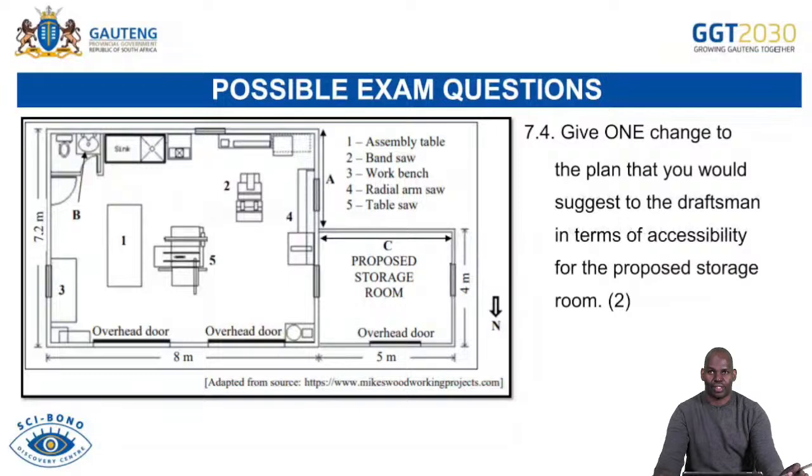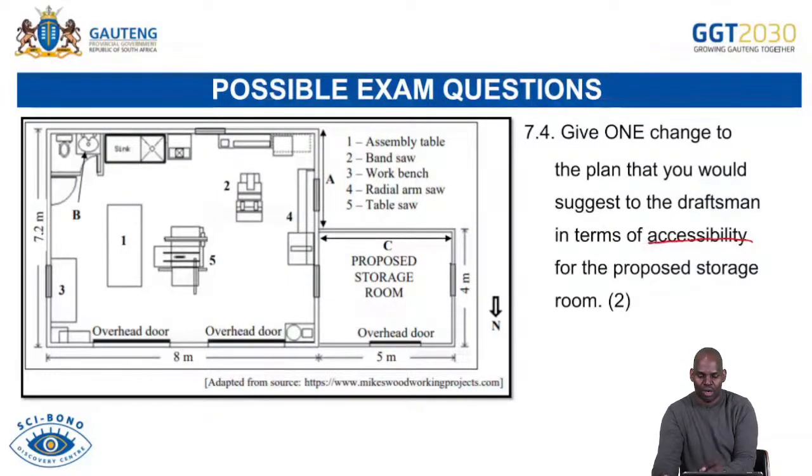And then the next question is, give one change to the plan that you would suggest to draftsmen in terms of accessibility for the proposed storage room. So there is the storage room, proposed storage room. Okay, so if you look at this, there's no door. So in this case, give one change to the plan that you would suggest to the draftsman in terms of accessibility for this proposed storage room.